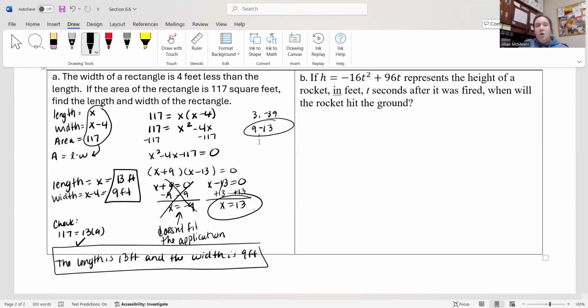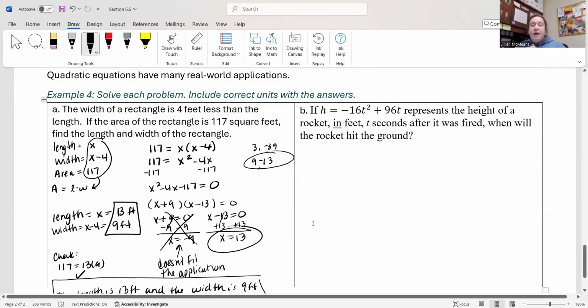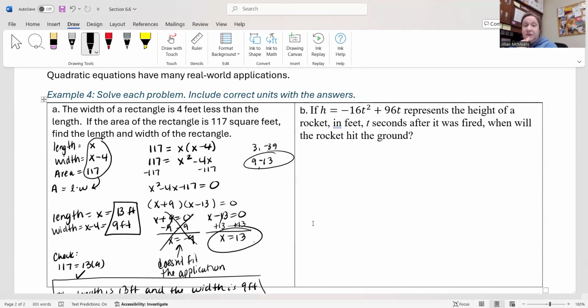Now, finally, we have: if h equals -16t squared plus 96t represents the height of a rocket in feet t seconds after it was fired, when will the rocket hit the ground? So we know a couple of things. We know h equals the height, and t equals the seconds. So after the rocket has been fired, we start counting, and however many seconds pass is t. We want to know, when will the rocket hit the ground?